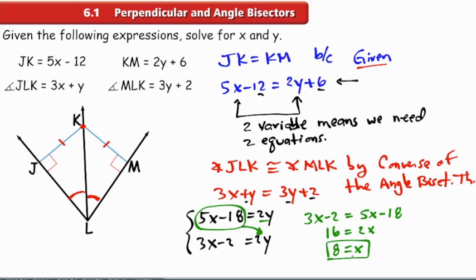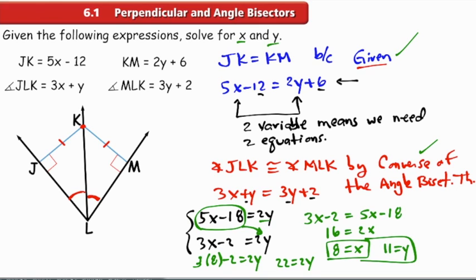Now that we have x is 8, we can plug that back into one of our equations here. 3 times 8 minus 2 equals 2y. That gives us 22 equals 2y. And we see that 11 is equal to y. So we solved for x and y. We used the given information. We used the converse of the angle bisector theorem.